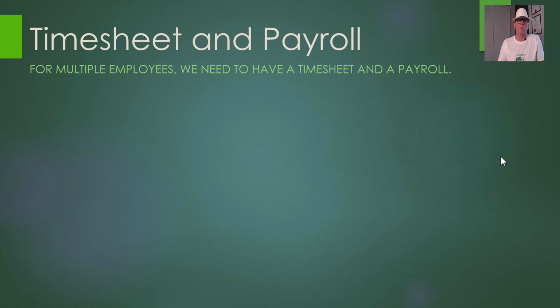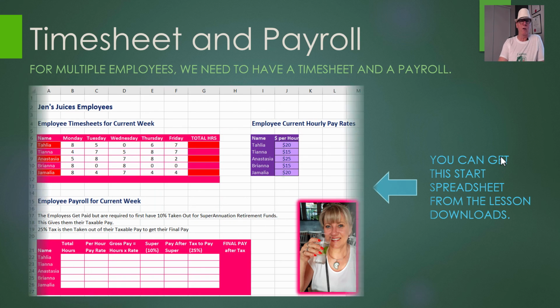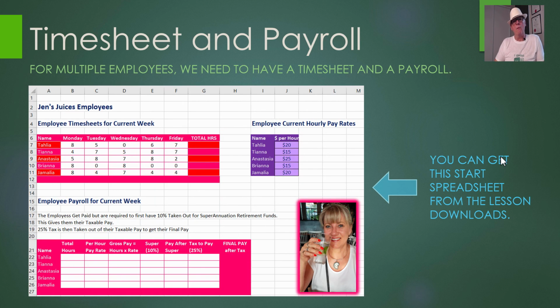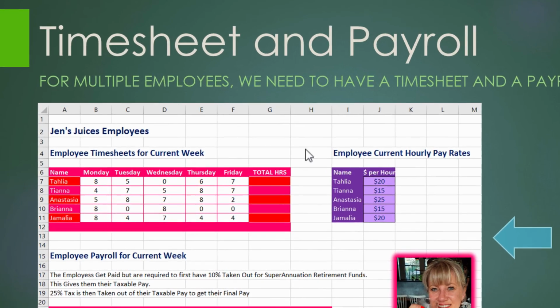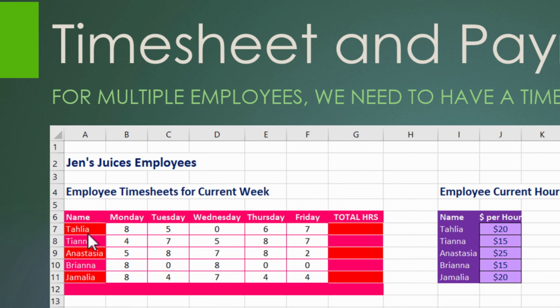So for multiple employees, we actually need a timesheet of the hours they worked each day, as well as the payroll. So we need to do two things. Now, I think we had a look at timesheets when we were doing the adding up lesson, the sum lesson, and getting totals, that lesson. So here we are, we've got the employees, Talia, Tiana, Anastasia, Brianna, and Jamalia, and they have all worked different numbers of hours, and they don't work every day of the week.